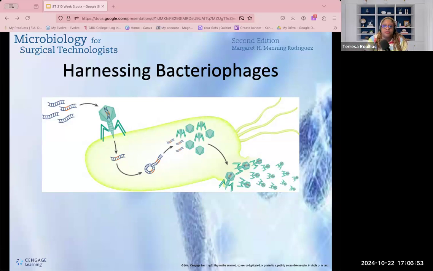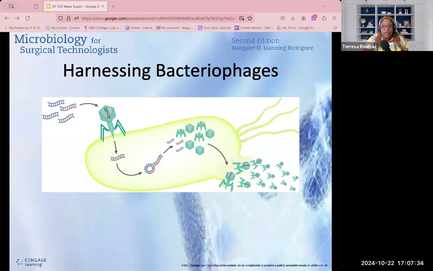We also have harnessing bacteriophages. I want you to think about antibiotic resistance and phage enzymes. We start off with antibiotic resistance. Antibiotic resistance has begun to increase at an alarming rate. And that's because, unfortunately, bacteria are becoming stronger and more resistant to antibiotics, making it harder to treat infections, which is important for us because in the operating room, we do not want a patient to get one of these antibiotic resistant bacteria.